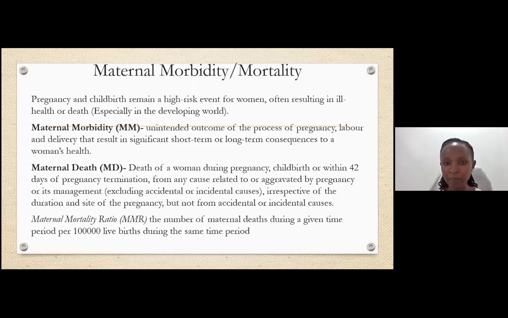So if a mother, let's say, gets a road traffic accident, head injury, and dies, that is not termed as a maternal death because it's accidental. And this is irrespective of the duration and site of the pregnancy. And this is the WHO definition. So maternal mortality ratio is the number of maternal deaths during a specific given period of time per 100,000 live births during the same period.